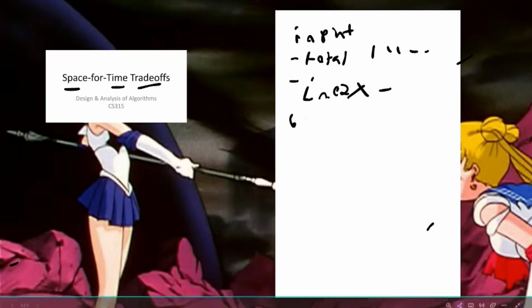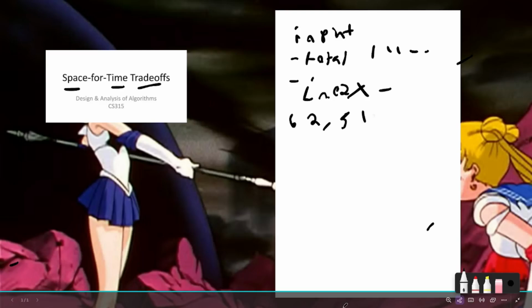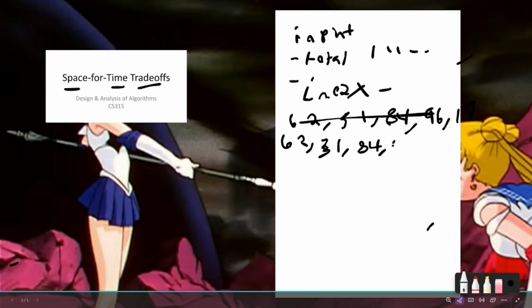So take the example 62, 31, 84, 96, 19. You cannot see that. Okay. 62. 31. 84. 96. 19. And 47.